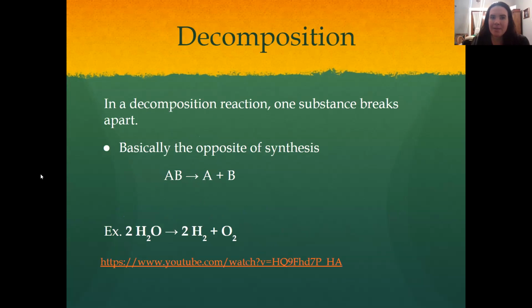Second one is decomposition, and this is the reverse of synthesis. So we have 1 compound before the arrow, 1 reactant, and it's going to break apart into smaller pieces. So we'll have 2 products. So a decomposition is the only one that has 1 reactant, and it's going to break apart into smaller substances.